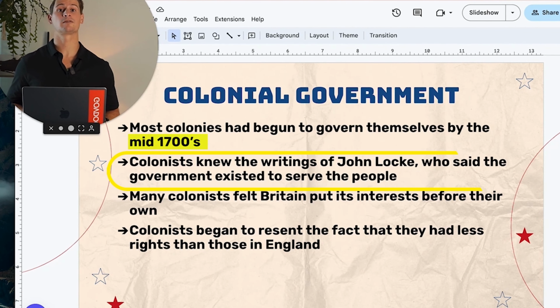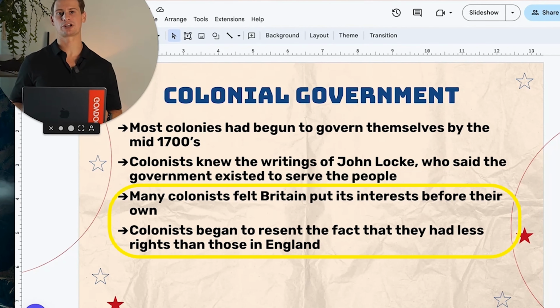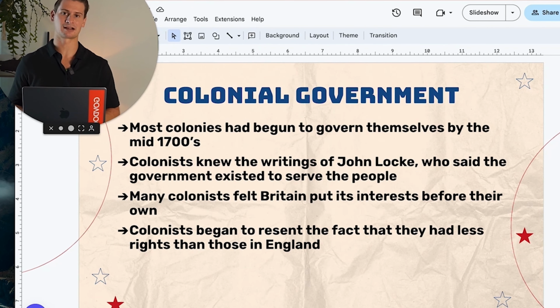Colonists were aware of writings by people such as John Locke, who basically said the government exists to serve the people, not to oppress them and control them. The sentiment at this time is that Britain put its feelings and priorities over the colonists, and colonists are going to start to get upset about the fact that they have less rights than those living in England. They're almost seen as second-class citizens.